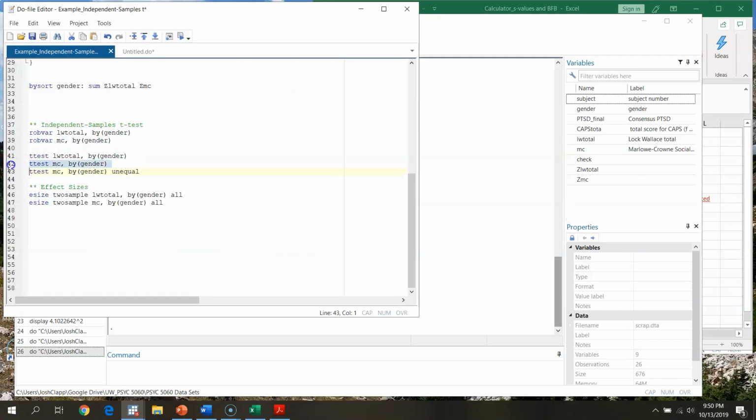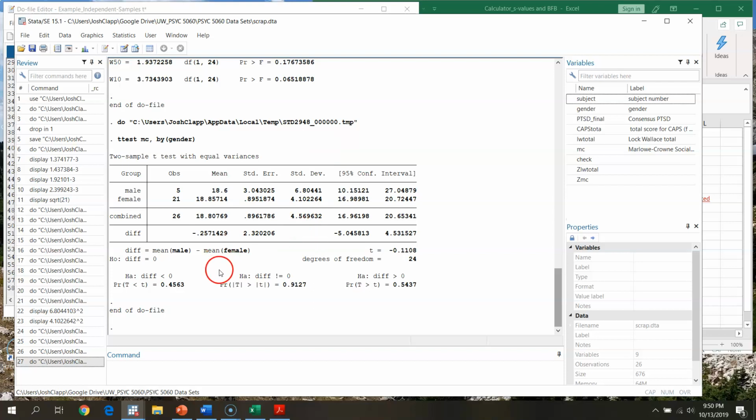Now, I go through and run my t-test for Marlowe-Crowne by gender. Again, we have descriptives for men, descriptives for women, and confidence intervals for the average social desirability score for men and for women. This is for our full set, but down here is what we're interested in within our test. We've got a difference of about 1/4 of a point, our standard error, and then our confidence interval for these data runs from about 5 points lower for men to 4.5 points higher for men.